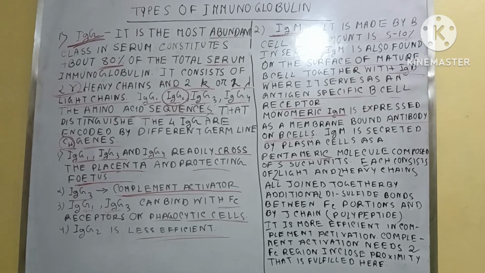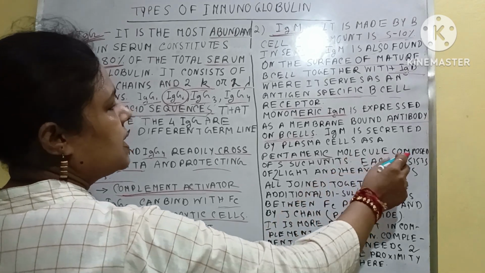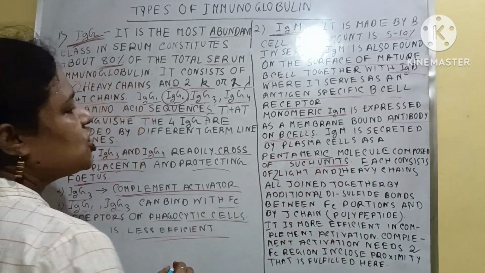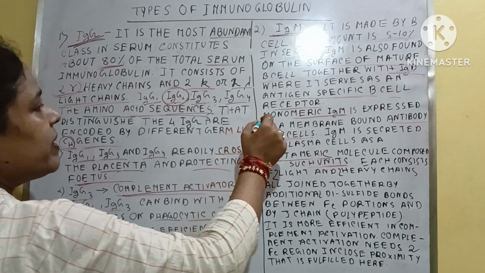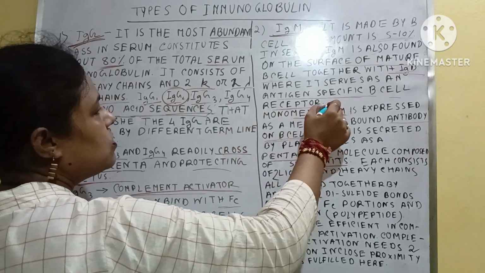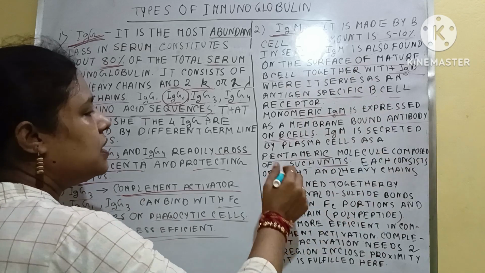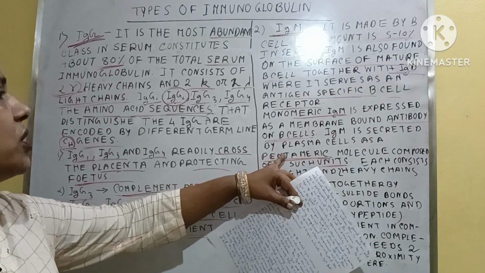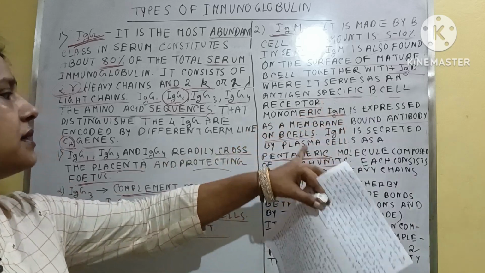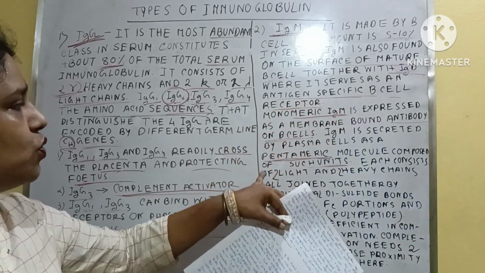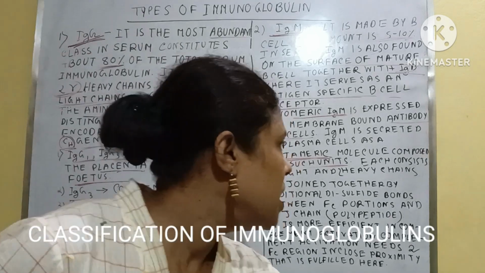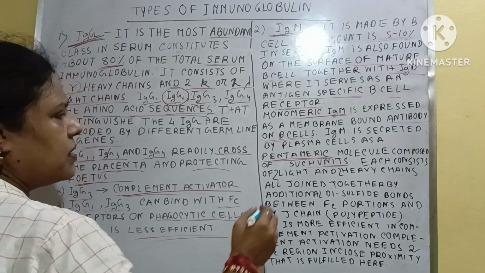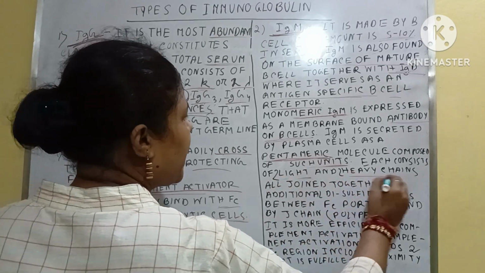So, a pentamer is a molecule composed of such units. Such units means five monomeric IgM molecules that attach to each other to form the pentameric molecule. Okay, pentameric molecule means five monomers attached with each other. And each consists of two light chains and two heavy chains.